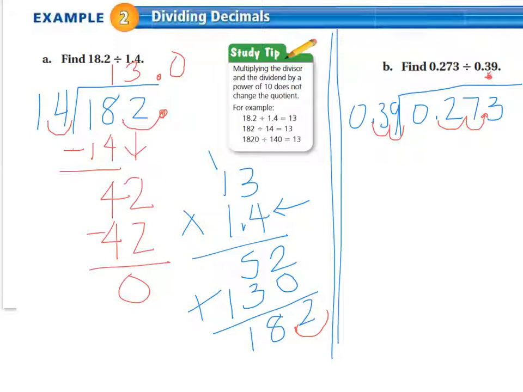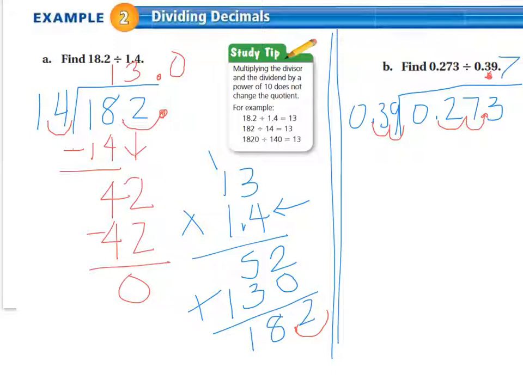And it's okay to have a decimal in my dividend. It's the divisor that we want to be a whole number. So now my problem has become 27.3 divided by 39. I know there are no groups of 39 in 0, and there are no groups of 39 in 2, and there are no groups of 39 in 27. But I know there are some groups of 39 in 273, and I believe there are 7.